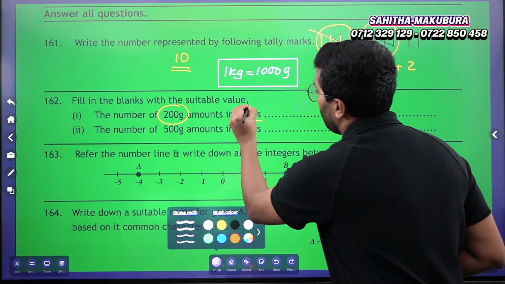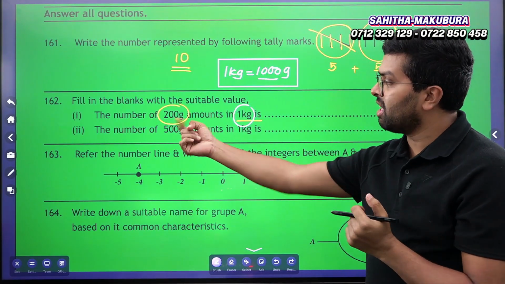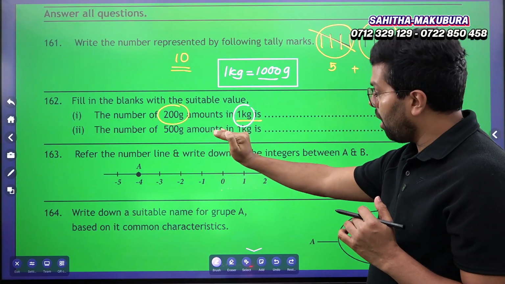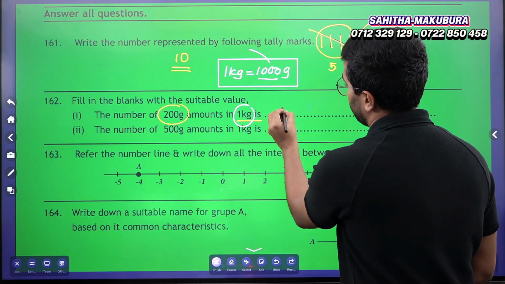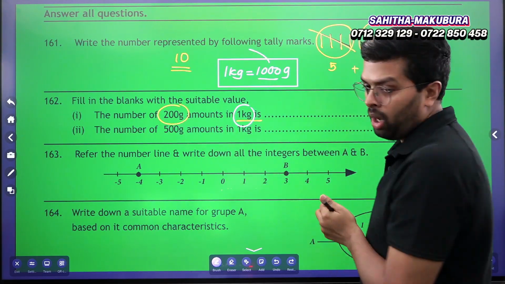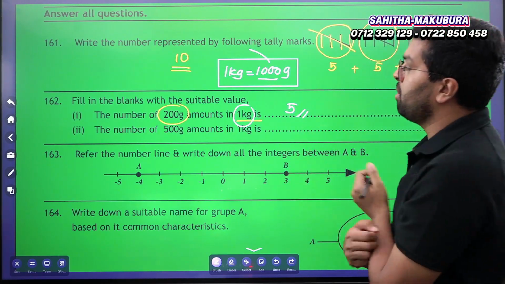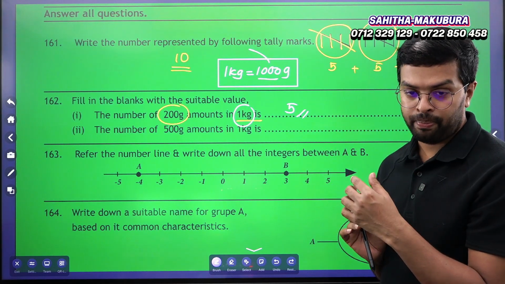Right. So how many 200s are there in 1000? That is what the question is asking: the number of 200 gram amounts in 1 kilogram. So how many 200s will be there in 1000? Yes, 1000 divided by 200 equals 5. So the number of 200 gram amounts in 1 kilogram is 5.